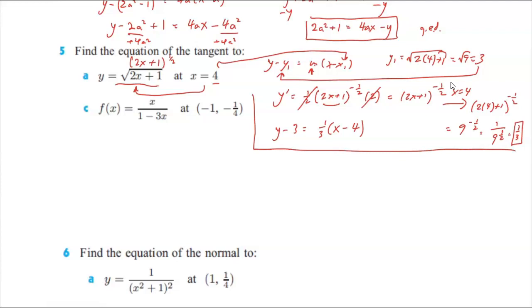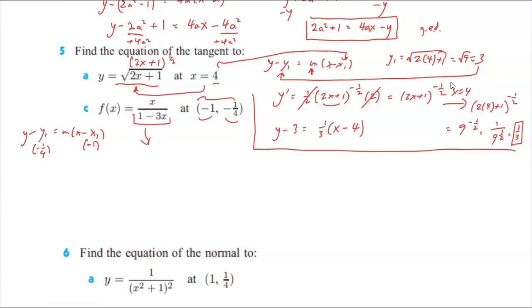Okay, now let's do part C. Part C has this for the function, and it gives us both the x and the y coordinate of the tangent line. So now all we need to do is find the slope, right? So again, we're going to put it into point slope form, and they already gave us the x1 value, and they gave us the y1 value right there. Now let's find the derivative so we can find the slope value.